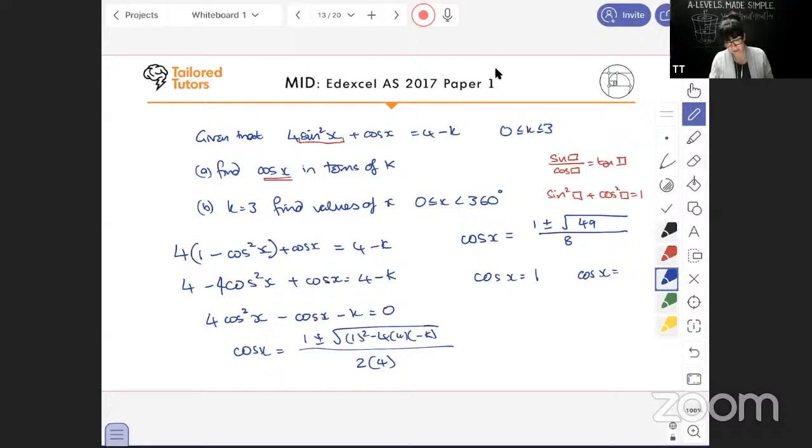And 1 minus 7 is minus 6 over 8. Minus 3/4. Not so nice, but it's fine, we can still do it. And then we're back to the situation we were in before.